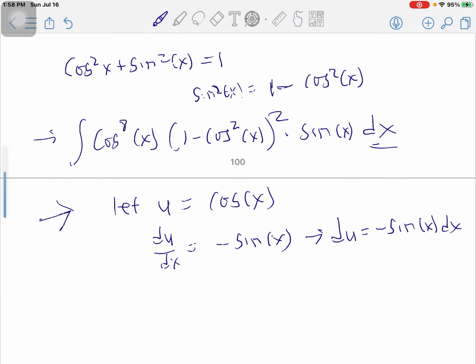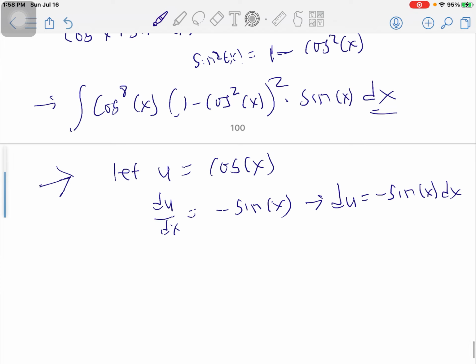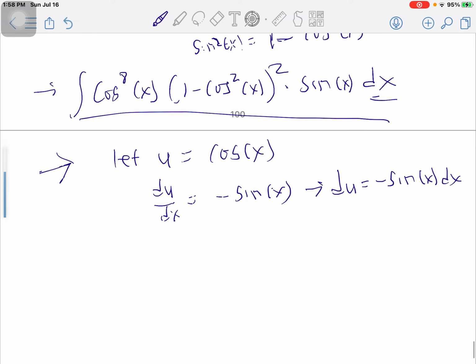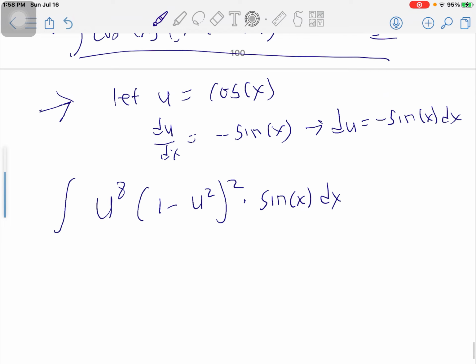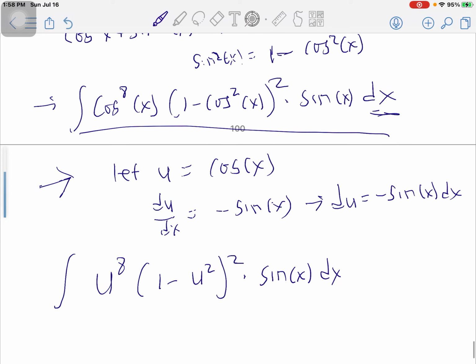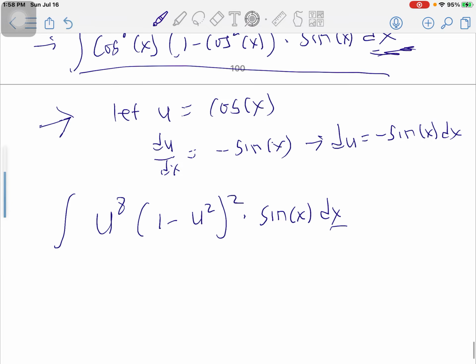Now we want to replace the dx, and the reason is that we said let u equal to cos x. As soon as we say let u equal to cos x, the whole question changes. And if the question changes, we are going to get the integral of what? u power 8 multiplied by (1 minus u squared) all squared, multiplied by sin x dx.